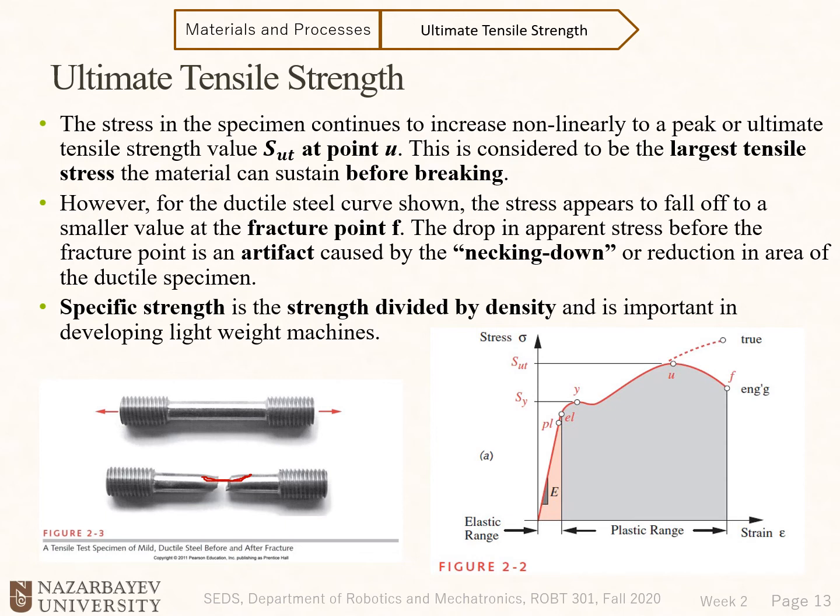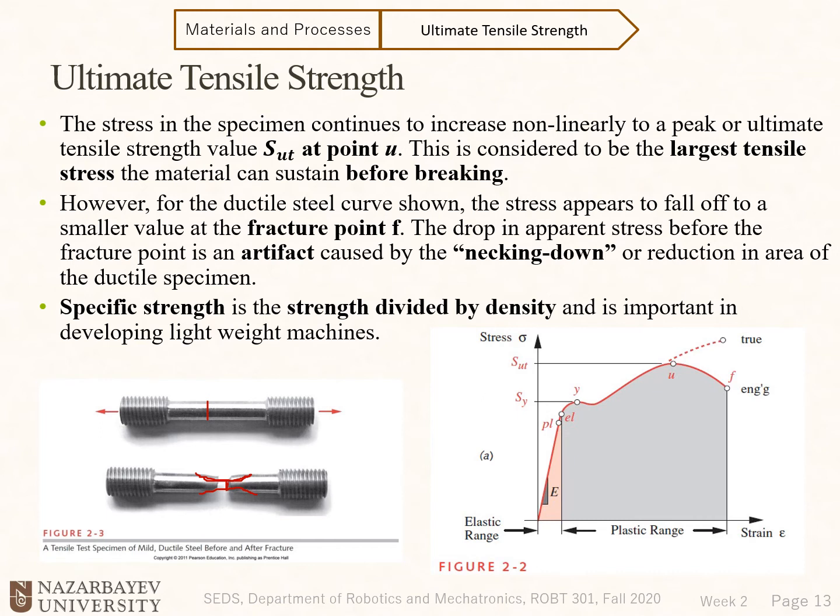Here you see the necking phenomenon. Yes, so this cross-sectional area now is less than the initial cross-sectional area we had in the specimen. Okay, so we are done with that ultimate tensile strength definition.